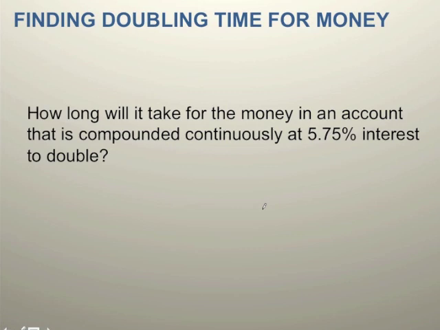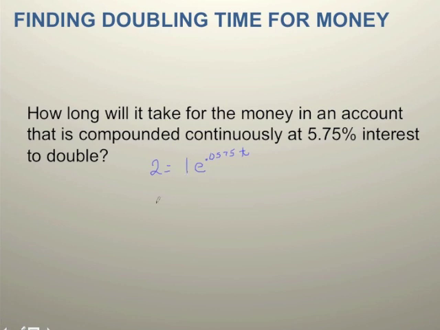How long will it take money in an account that compounded continuously at 5.75% interest to double? So I'm going to start with $1 and I want to double to $2. And then that's e to the rt, so 2 = 1 e^(0.0575 t), and we're looking for t.